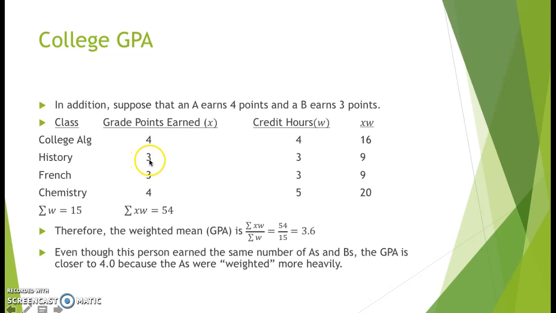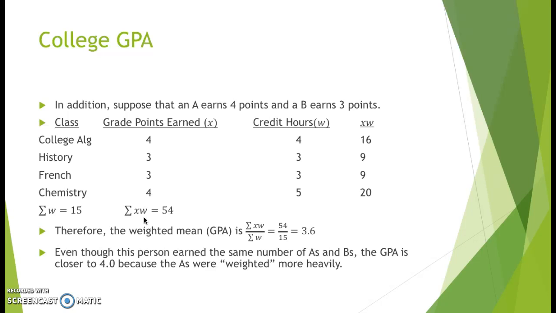In history, they earned 3 grade points because they got a B, and the credit hours was worth 3, so that gives it a 9. You can see then French, and then again for chemistry. Then the sum of all the weights was 15. The sum of all the points earned over here, XW, is 54. So when we divide those two, we find out that this person earned a 3.6 GPA.